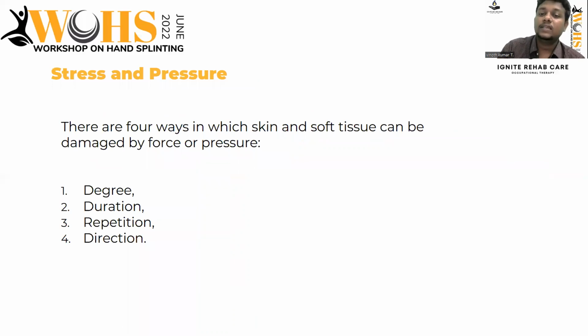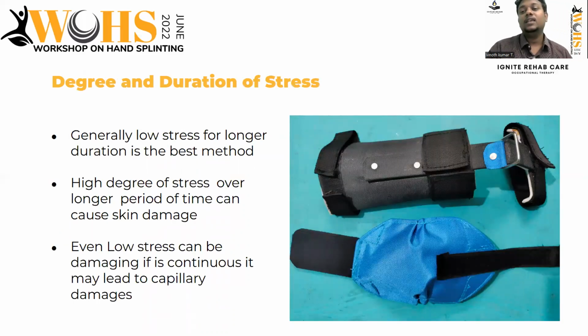Stress and pressure: there are 4 ways in which the skin or soft tissue can be damaged. One is degree and duration of stress and pressure, then repetition of stress, and direction of stress. Degree and duration of stress: generally, low stress for a longer period of time is best. High stress for a long period of time is very bad, and low stress for continuous wearing is also bad. Try considering only low stress for an optimal period of time. Optimal period of time changes from patient to patient. Consider how much stress the patient can tolerate and for how much time. Consider these factors before giving the splint or while teaching donning and doffing to the patient.